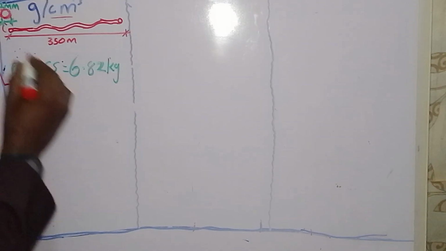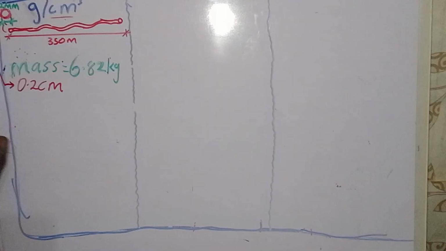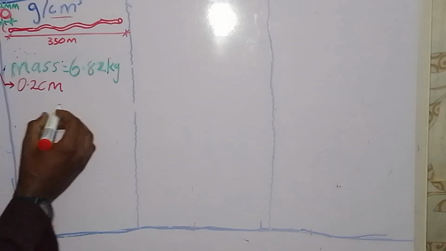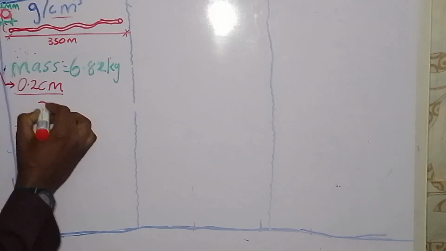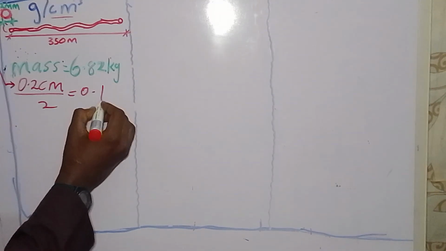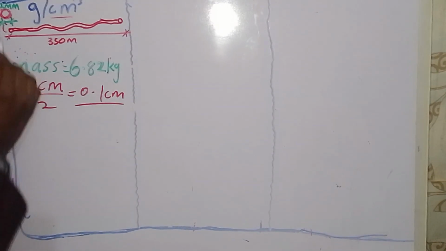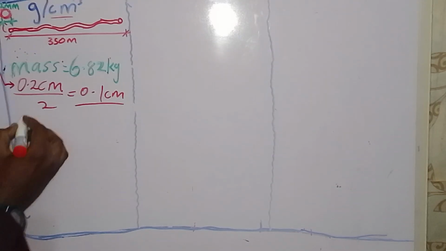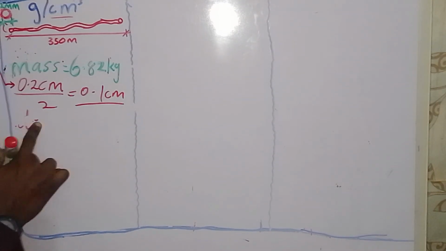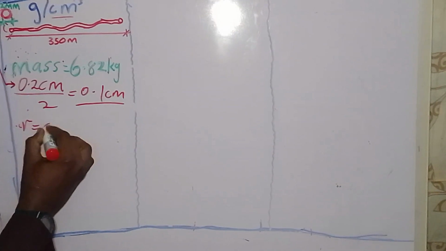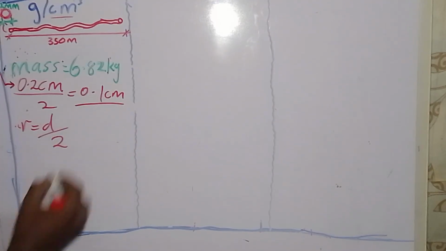Why? Because 10 millimeters gives you 1 centimeter. So 0.2 centimeters divided by 2 gives 0.1. Why are we doing 0.2 divided by 2? Because we're talking about the radius. The radius equals diameter over 2, and then we're having this.